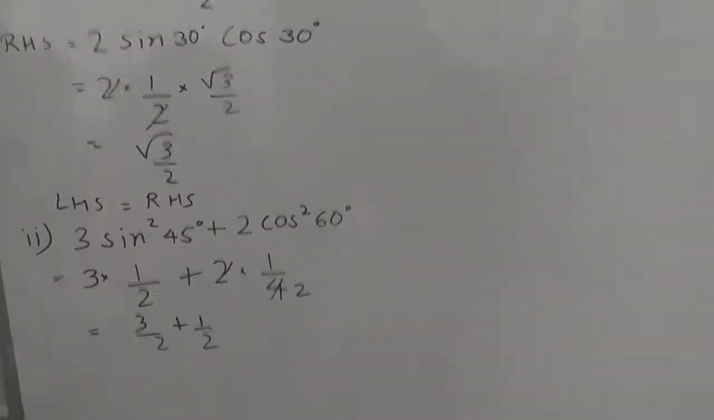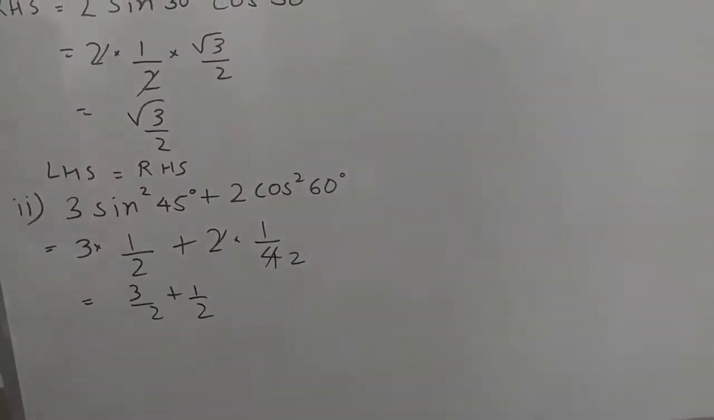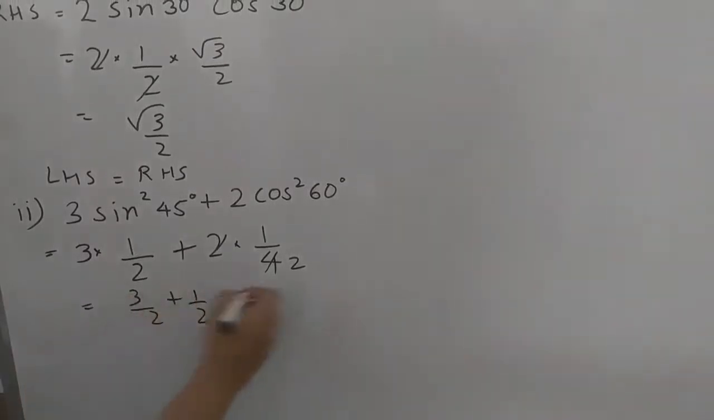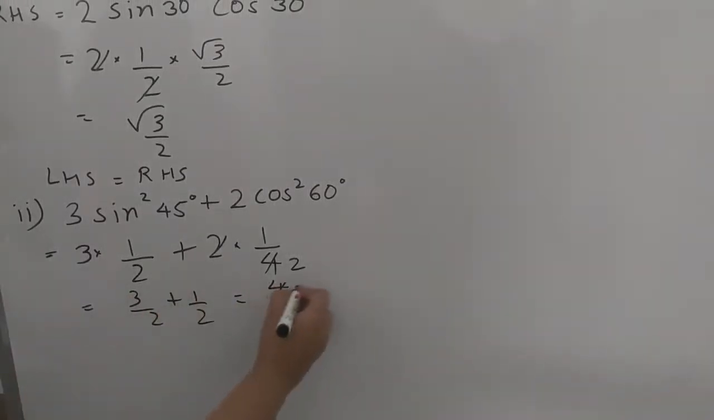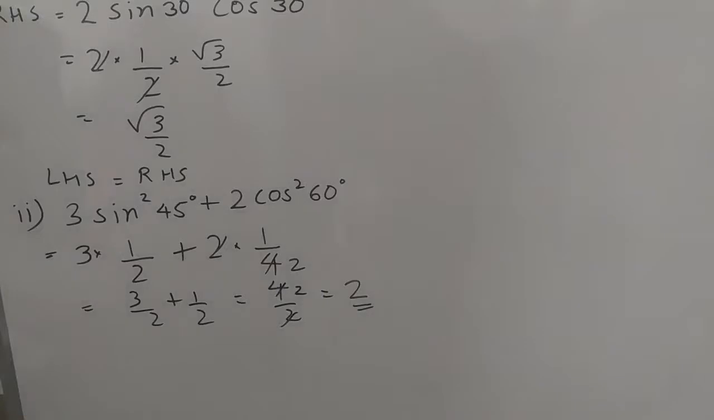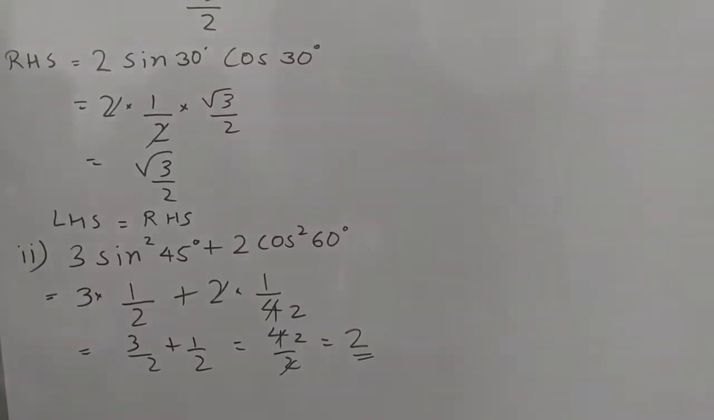So here I can cancel this 2. So 3 by 2 plus 1 by 2 is left here. Now solving this, 3 plus 1, 4 by 2. So I get the answer as 2. So this is our question number 1, first part and second part, both solved here. First is a prove that type and second is a find the value type of question.